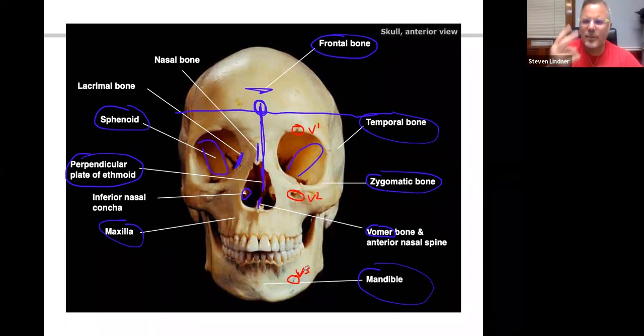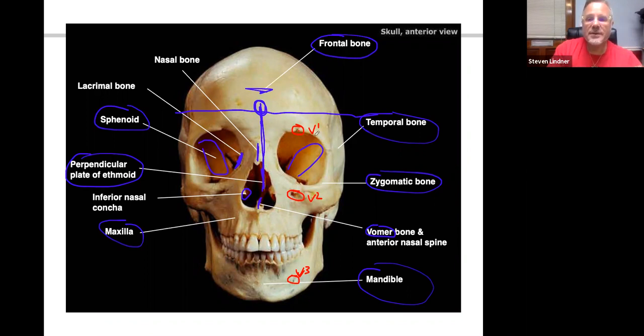The V is for Roman numeral 5, for the fifth cranial nerve. It's called a trigeminal. Tri because it has 3 divisions, an ophthalmic to the eye, maxillary division to the maxilla, and mandibular division to the mandible. This hole above the orbit of the eye is called the supraorbital foramen. Below the eye, infraorbital foramen. So you have a supraorbital foramen, an infraorbital foramen, and then a mental foramen.